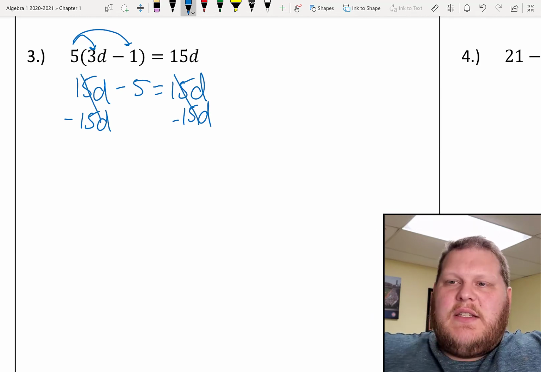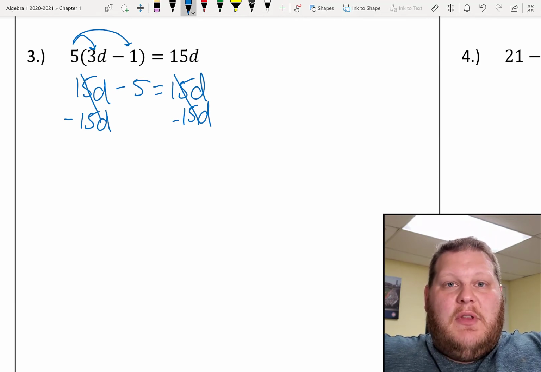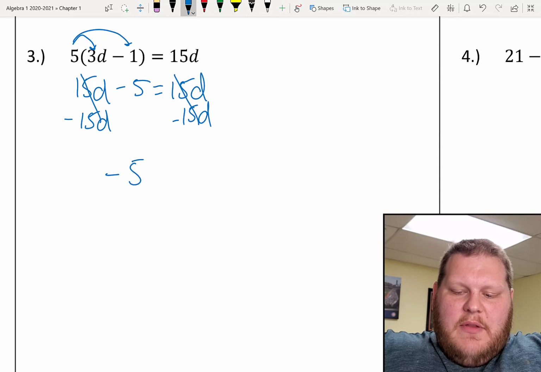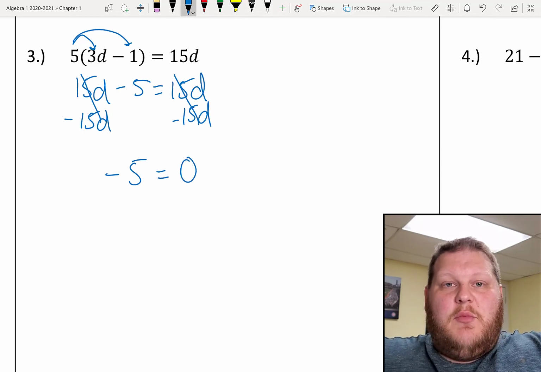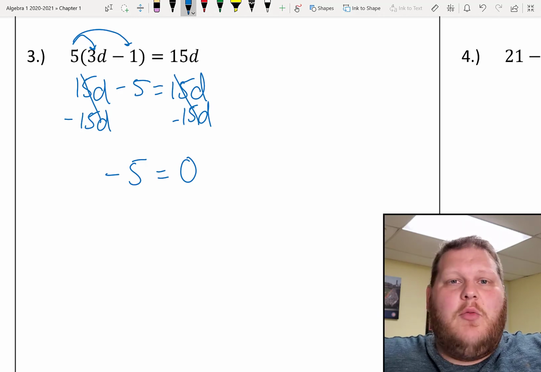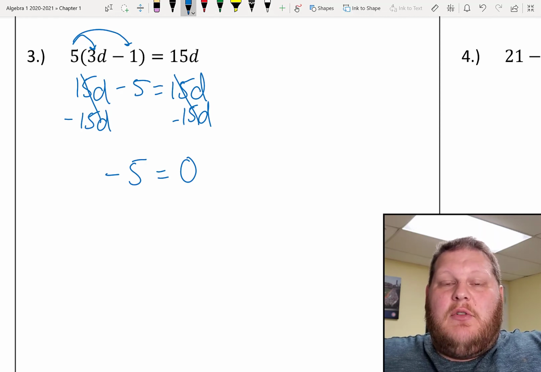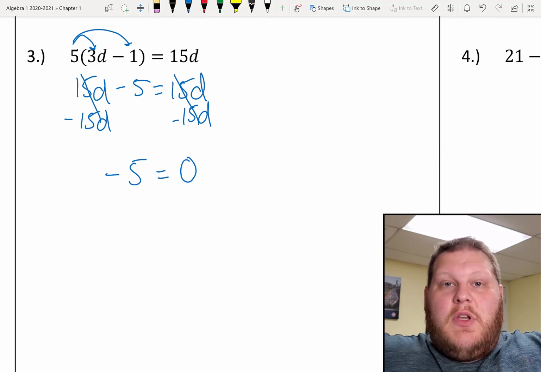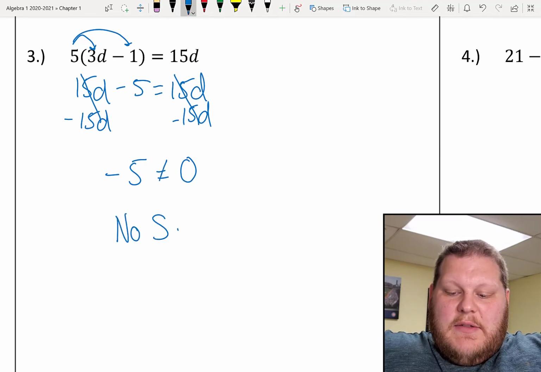But as you can see, something weird happens where 15d and negative 15d cancel out on both the left and the right side. So I'm left with negative 5 on the left side, and if I don't have anything on the right side because they all canceled out, the number we use to represent nothing would be 0. When we have this equation, negative 5 equals 0, there's no variable in it, but we know that there's no possible way that negative 5 could ever be equal to 0. So since it's not possible for negative 5 to ever be equal to 0, we know that this is not true, and the answer, the way we would phrase it, is that there is no solution.